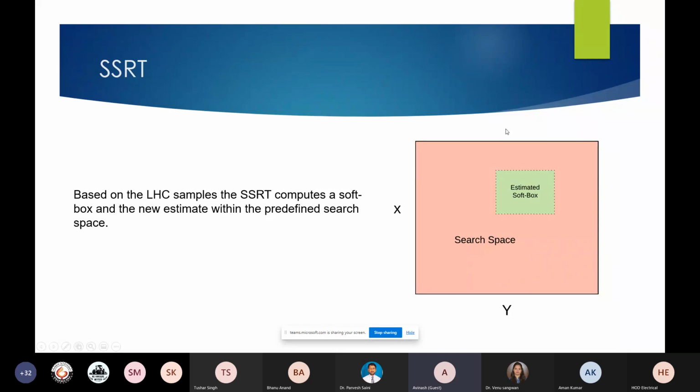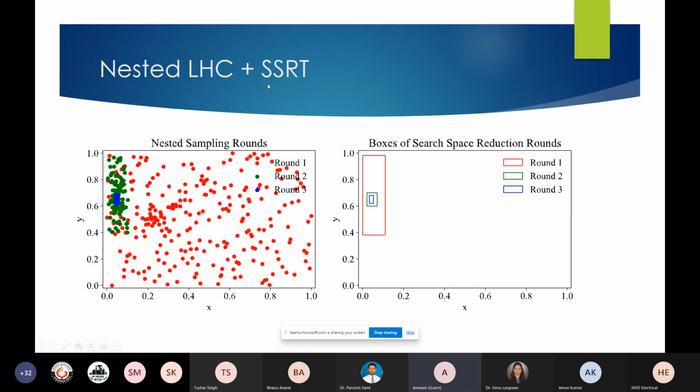If it was a hard box, like in most of the search space reduction techniques which most algorithms use, then it would be bound to the same box here, which is estimated based on the LHC subsampling. Then we can go through multiple steps of these subsamplings and SSRT and find a final search space. In this example we are showing just two dimensions, but this could be up to 100 or 1,000 dimensions, and it could actually be a very large space. And if the latent hypercube subsampling and SSRT is not able to find correct correlations, this whole box can actually be very large as well.